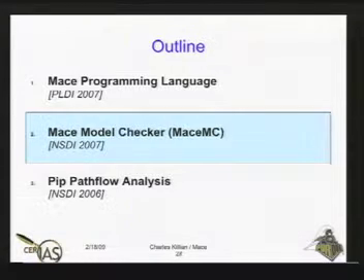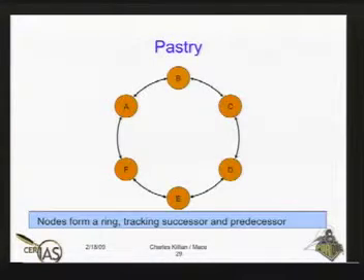Okay. So moving on, we'll now talk about the Mace model checker. We'll focus on a particular protocol that we tested using the Mace model checker. And we'll talk about Pastry, which is the same example we were talking about from before. Importantly, Pastry maintains a set of pointers to successor and predecessor nodes. In doing so, it creates this ring. And the ring is critical to the correctness of Pastry.